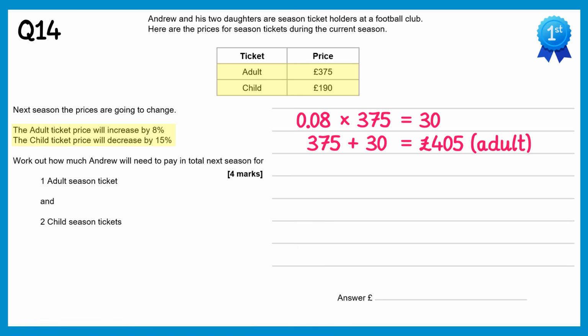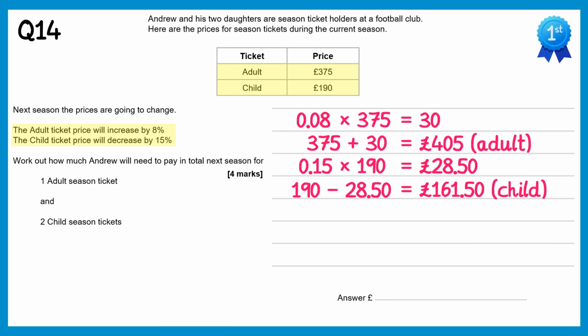Now let's move on to the child ticket. So the child ticket is going to decrease by 15%. So let's find 15% first. To do this, we use the multiplier 0.15. So 0.15 multiplied by 190 gives you this, £28.50. So that's 15%. But it's a decrease, so we need to take that away from the normal price of a child ticket. So £190 take away £28.50 gives you the new price of a child ticket of £161.50.